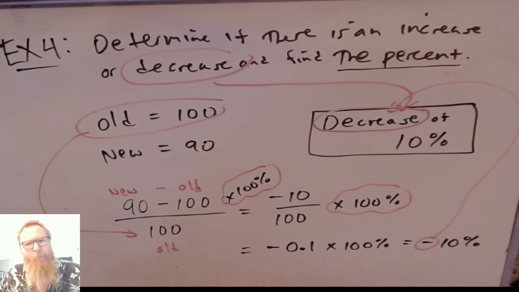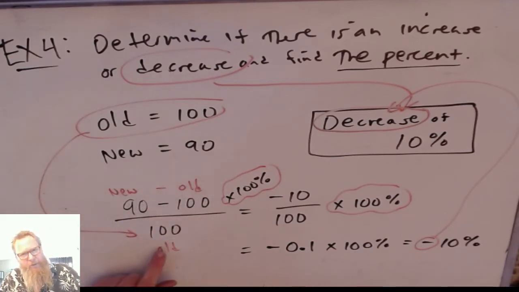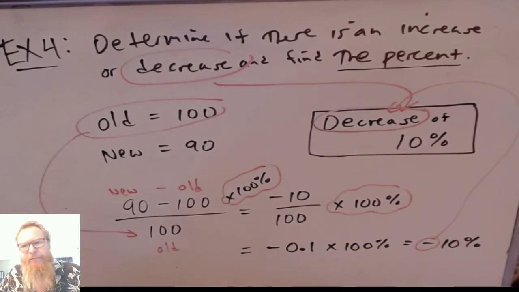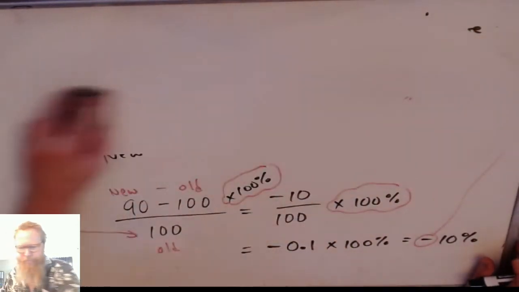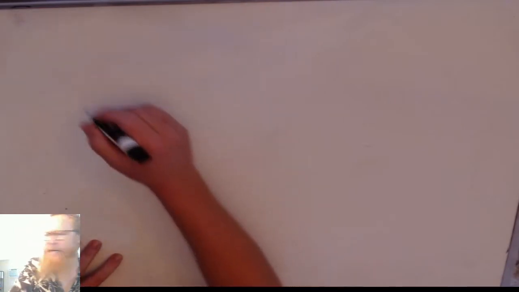And so you only need one formula, new minus old over old, and then just pay attention to whether it comes out to be negative or positive. There are other types of roundings. You might round to the nearest whole percent.